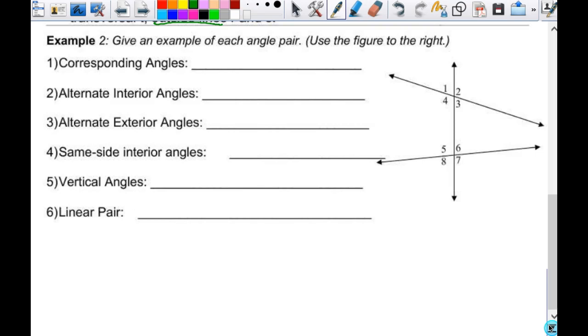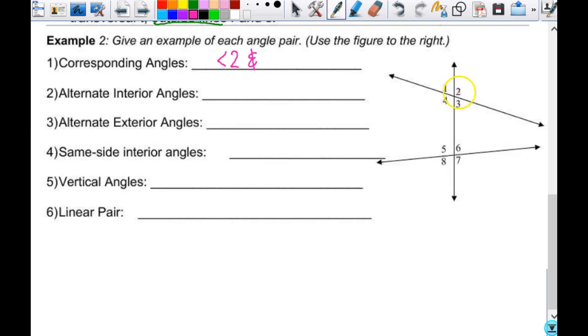Okay. All right, so let's look here. It says, give an example of each angle pair. Use the figure to the right. We're going to go through these together so that we can save some time. Corresponding angles. Remember, they are in the same position. So I've got this set of 4 and this set of 4, right? If I start with angle 2, angle 2 is a corresponding angle with which one?